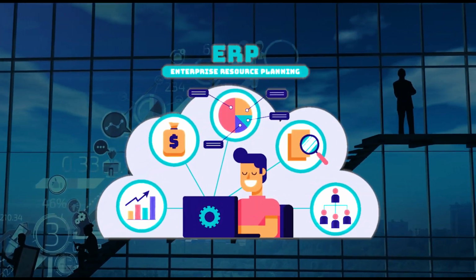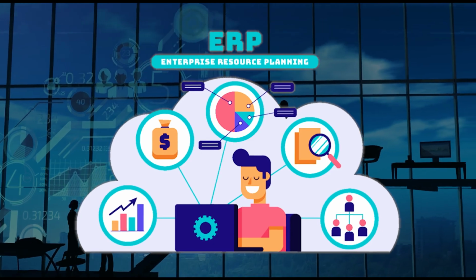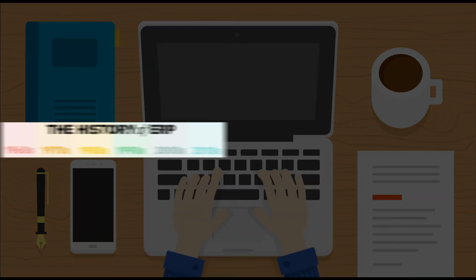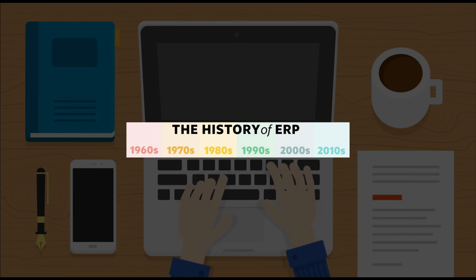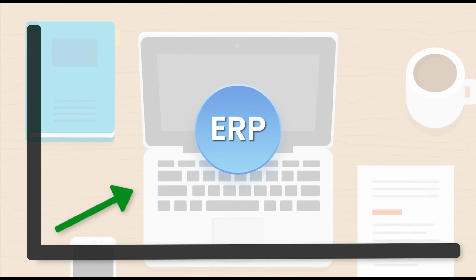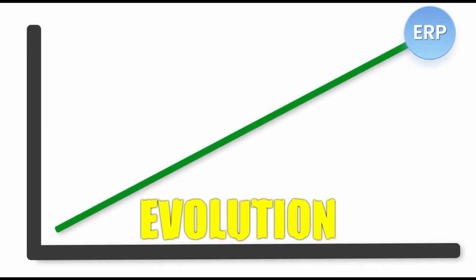ERP, or Enterprise Resource Planning, is a system that integrates all the core business processes into a single platform. It has been around for quite some time and has evolved over the years to become more sophisticated and advanced. Let's take a look at the evolution of ERP.